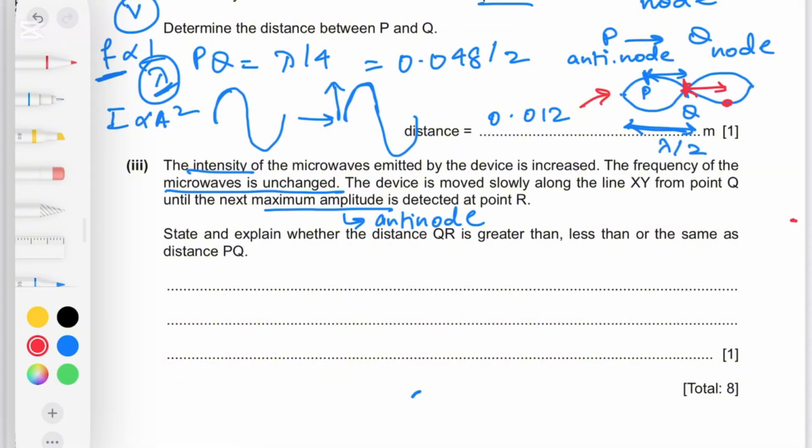State and explain whether distance QR, this is point R, is greater than, less than, or the same as distance PQ. Well, as we saw earlier, PQ was a quarter of the wavelength. It depends on the wavelength, and since frequency and wavelength do not change, QR, which as you can see is equal to PR, because both of them are distances from the node to the next antinode. Because the wavelength does not change, this distance also remains the same. The distance PQ is equal to QR.